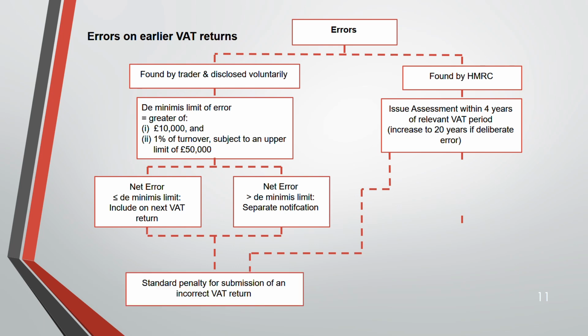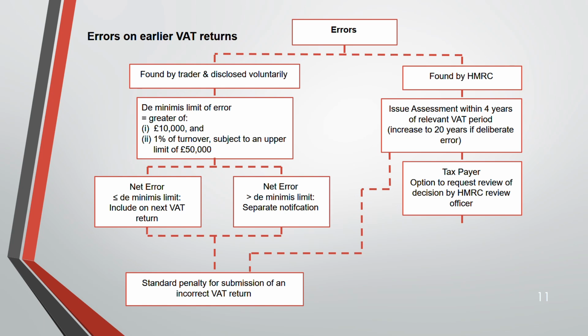Now, whether it's found by HMRC or found by the trader, there is a standard penalty for submission of an incorrect VAT return. Next, if it's found by HMRC, they have an option. The taxpayer has an option to request review of the decision by an HMRC review officer, and then they can appeal to tribunal within 30 days. This is the procedure.